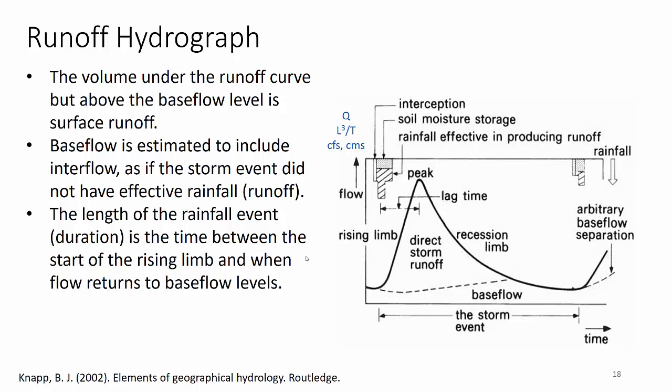Base flow is estimated to include interflow as well as storm event, as if the storm event did not have effective rainfall. So pretend that the interflow happened, but there was no effective rainfall. What would that look like? There are several ways to develop that. So the length of the rainfall event duration is the time between the start of the rising limb here and when the flow returns, or start of the next event. That's the storm event over time.